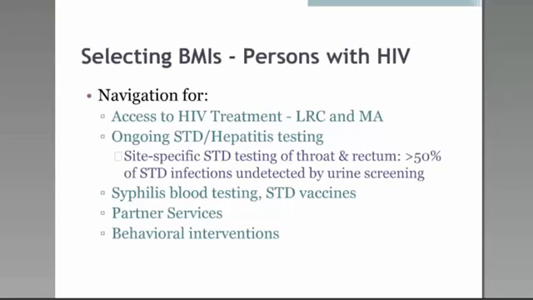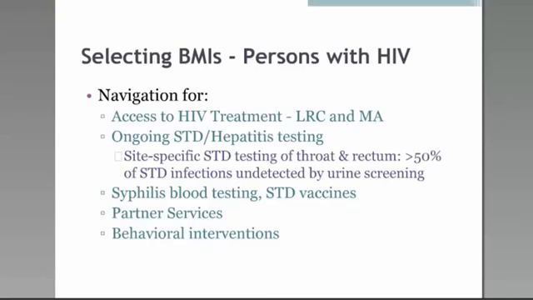For persons with HIV, in terms of BMIs, again, it's navigation to some of those same things. Access to HIV treatment, though, is a priority for linkage, re-engagement, retention in care, and medical adherence. And then ongoing STD and hepatitis testing as well. Again, at least every 6 months, if not every 3 months, for persons who are receiving HIV care. This has been recommended for many years. However, studies within HIV clinics show that less than half of MSM who are getting HIV care are actually getting ongoing STD and hepatitis screening.